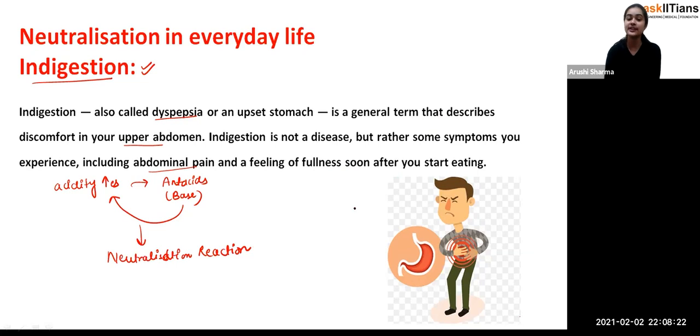So that's how, student, the acidity level increases, or you can say that proper digestion is not going on. So that's how neutralization helps here: you can use the base and then neutralization will take place and you will feel relief at that point. Okay, so this is one thing.